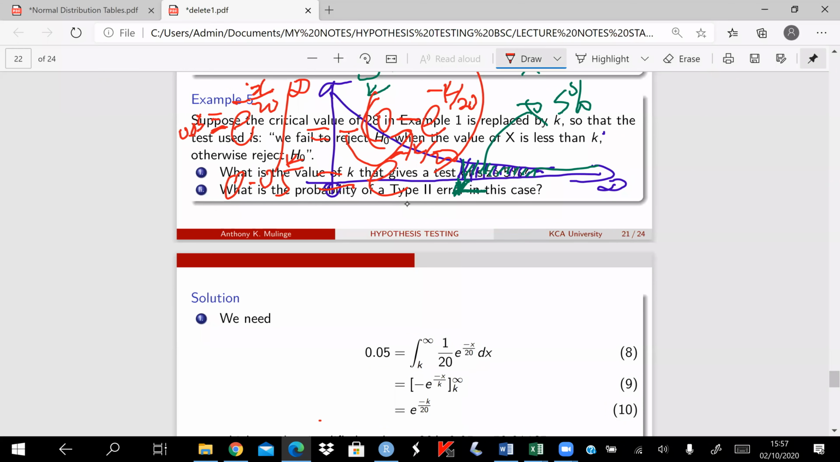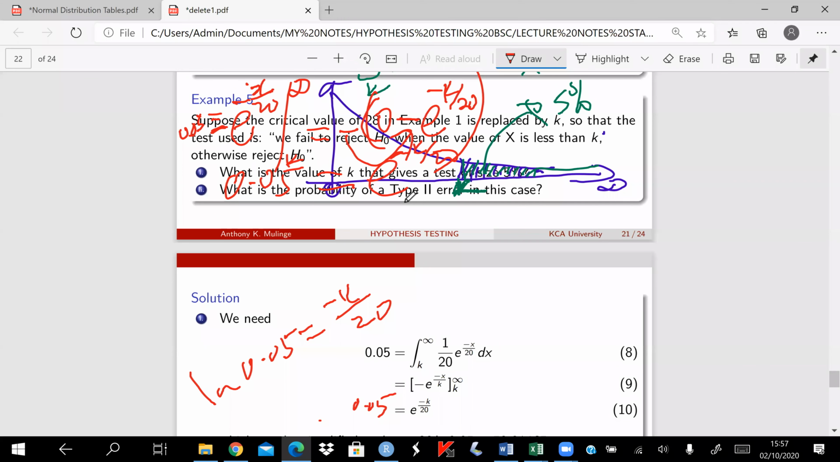So that's what we have, which is 0.05. Remember, we're looking for K, so you can make K the subject of the formula by taking the natural logarithm on both sides. So you're going to have ln of 0.05 on the left-hand side is equal to, when you take ln on the other side, you'll be left with minus K over 20.